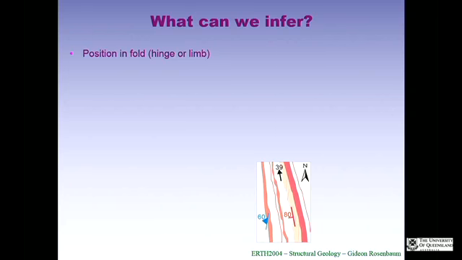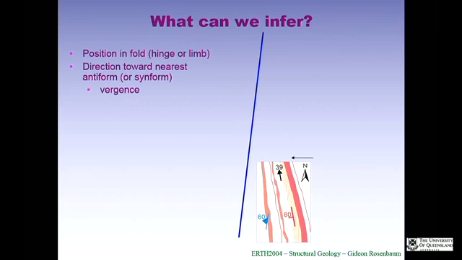So first of all, where are we relative to the fold? Are we at the hinge or the limb? Yeah, definitely the limb, because the angle between bedding and cleavage is a low angle. In the hinge, we'll get perpendicular relationships. In the limbs, we can also get parallel relationships if the folds are isoclinal, for example, so bedding basically becomes parallel to cleavage. So either parallel or oblique would give us the limb. So we are at the limb of the fold, and we ask ourselves, where is the nearest antiform?